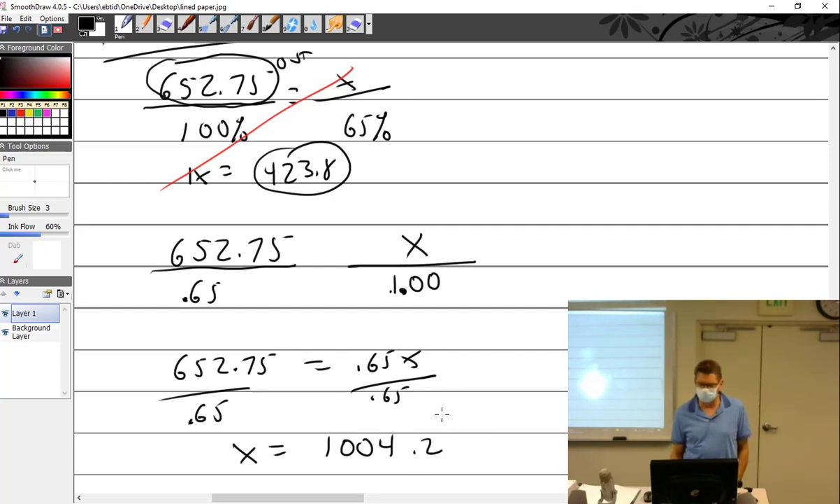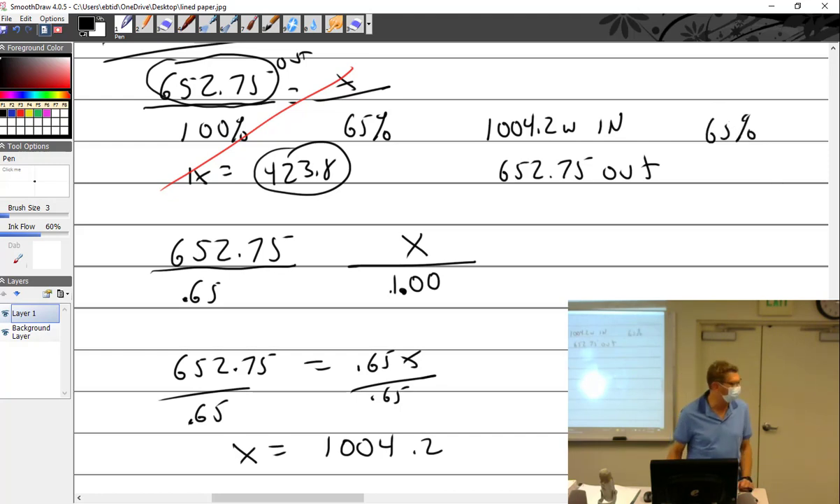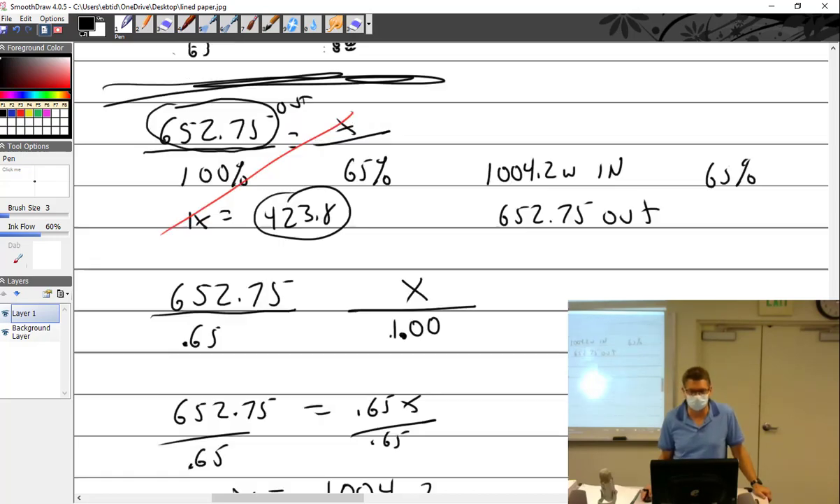1004.2. And I say, okay, if I have 1004.2 watts in, and I have 652.75 out, does that sound like a motor that is 65% efficient? I can try it. 1004.2 times 65% equals, oh my gosh, it's 652.7. So there we go. Everybody followed that? Because if you just hope to dream it and get it, it's on the test, at least several times.